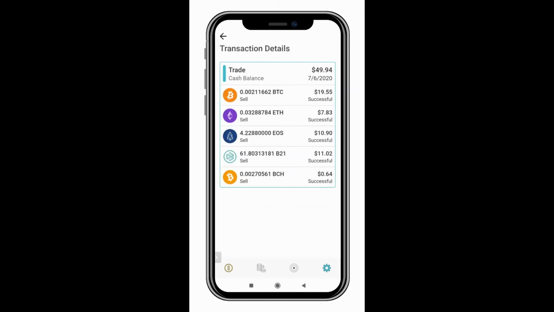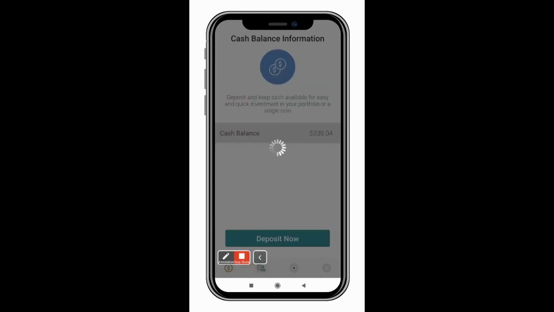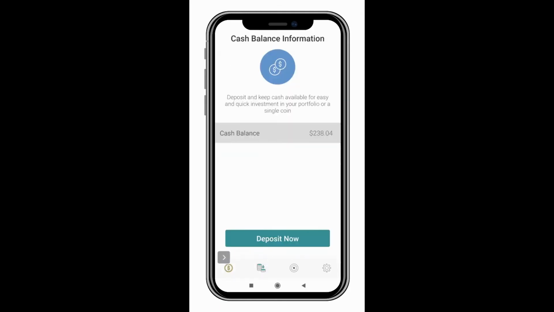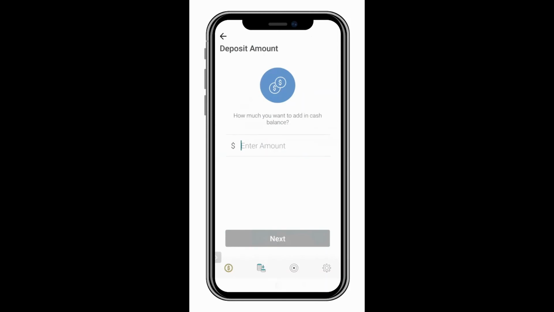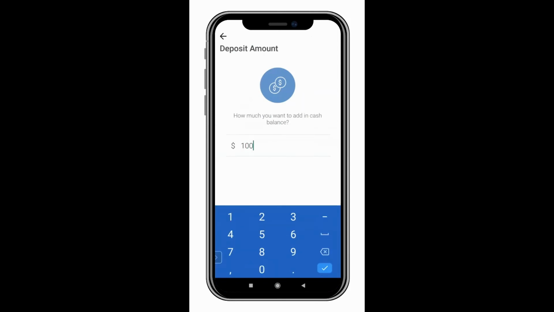It's difficult to do this if you were going to go do these 5 transactions on an exchange. If a customer just wants to deposit cash, let's say that he's going to put cash in his account because later on he'll want to purchase on a certain day. He can just go deposit now. He can enter the amount. Let's say just put $100.